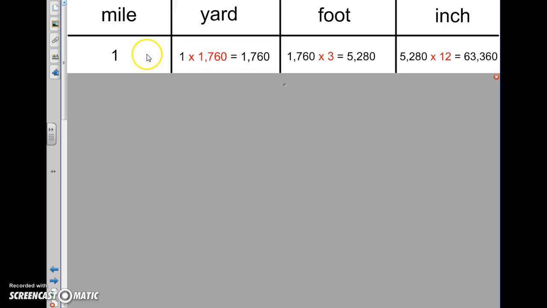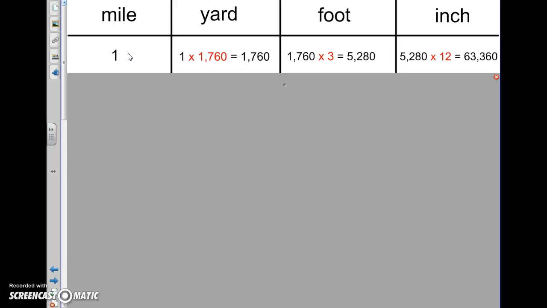Or if we wanted to jump ahead and just know how many inches there are in a mile, we don't have to go through yards and then feet and then inches. If we know that there are 63,360 inches in 1 mile, we can multiply that by however many miles we have. So in order to take a larger unit and convert it to smaller units, we multiply.